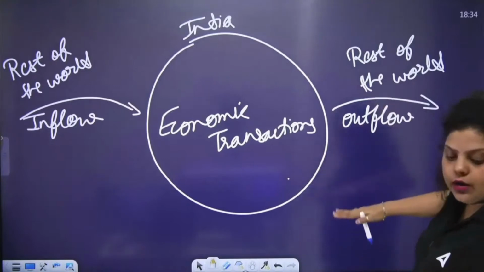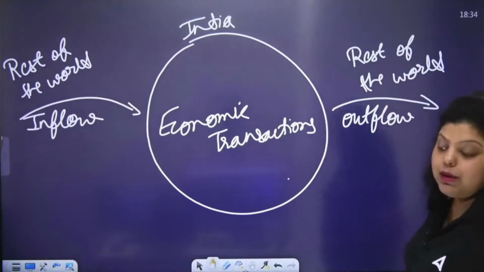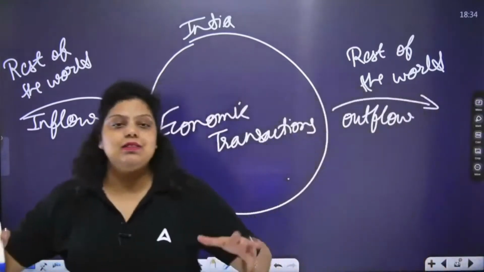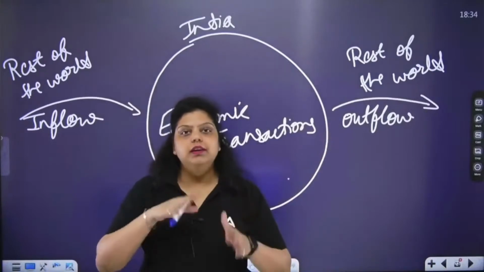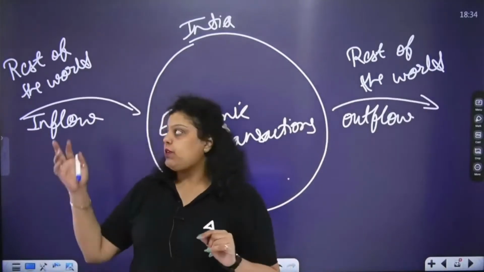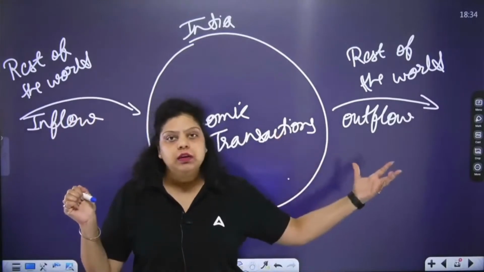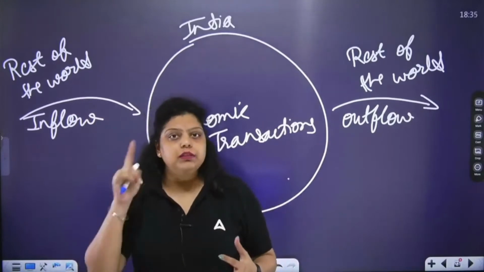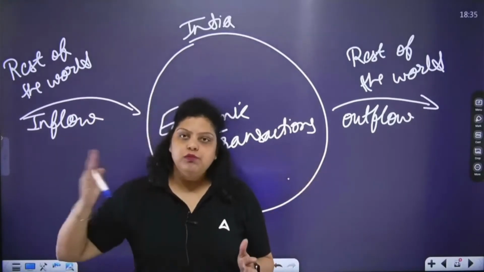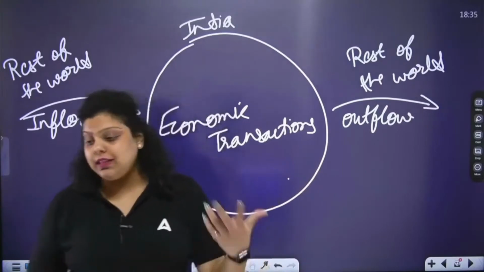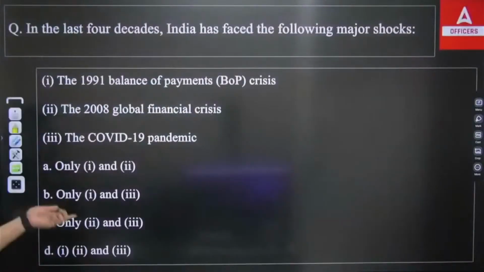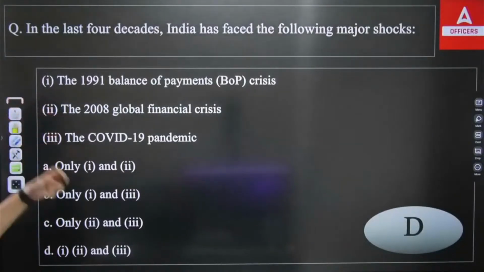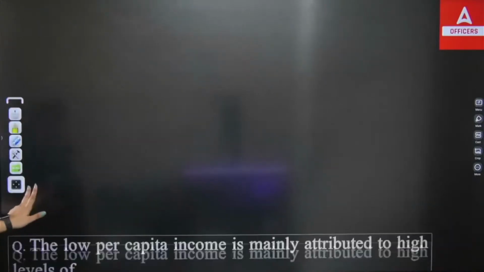So whatever inflow and outflow from the economic transactions of a country happen with the rest of the world, all of that record will be maintained in the balance of payment. That's why we say balance of payment is a systematic statement of all the economic transactions between India and the rest of the world in a financial year, in which how much you earned and how much you spent is maintained as a record. So when you make a foreign trade policy, you will have data to know what to change in the foreign trade policy, or in the taxes, duties, rules and regulations. So the right answer is your D option: all three major shocks we have faced in the country. Next question.